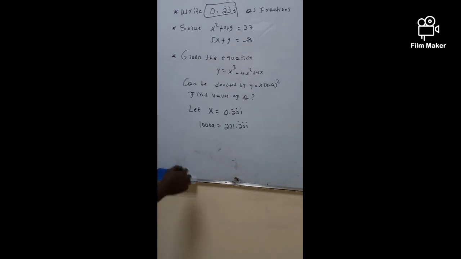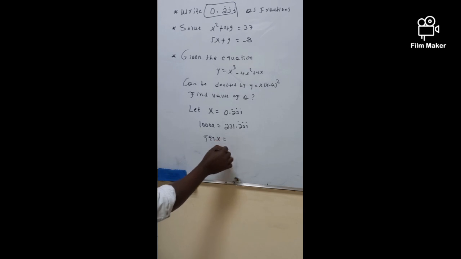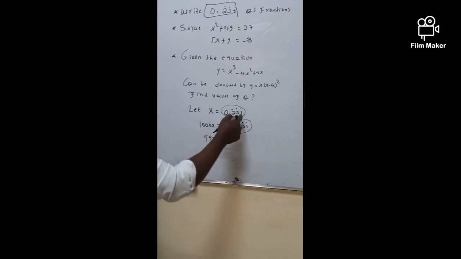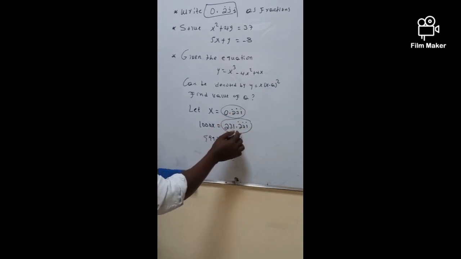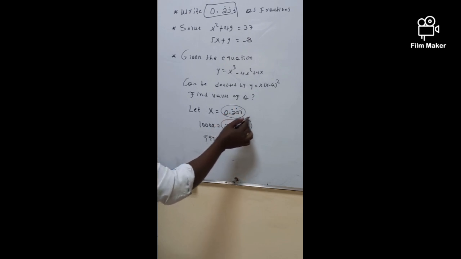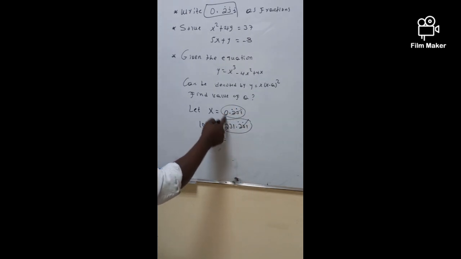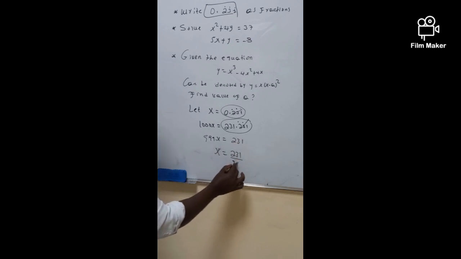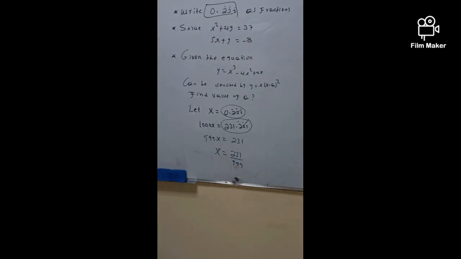Then we need to subtract x from 1000x, which gives 999x. Now we subtract this one from this one. The repeating parts cancel out, and 231.231 repeated minus 0.231 repeated leaves 231. Let's divide both sides by 999, so x is 231 over 999. So this is the value.